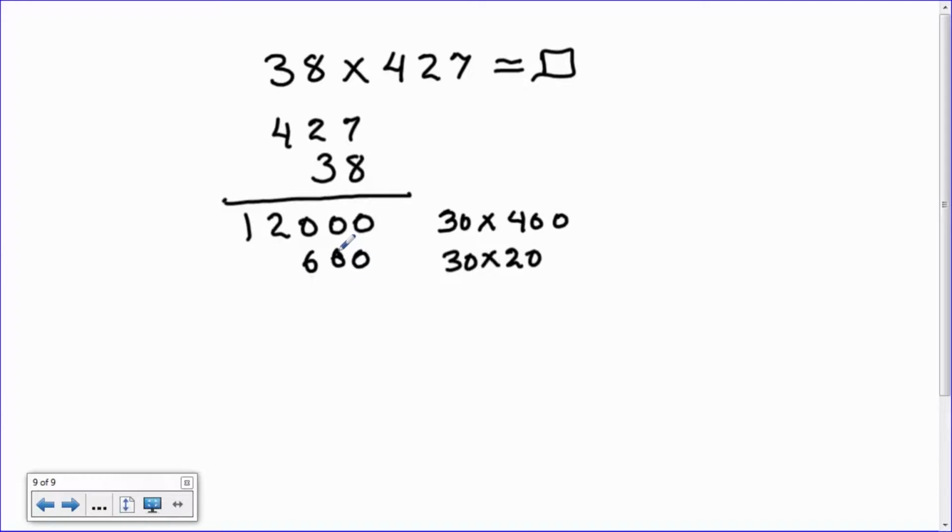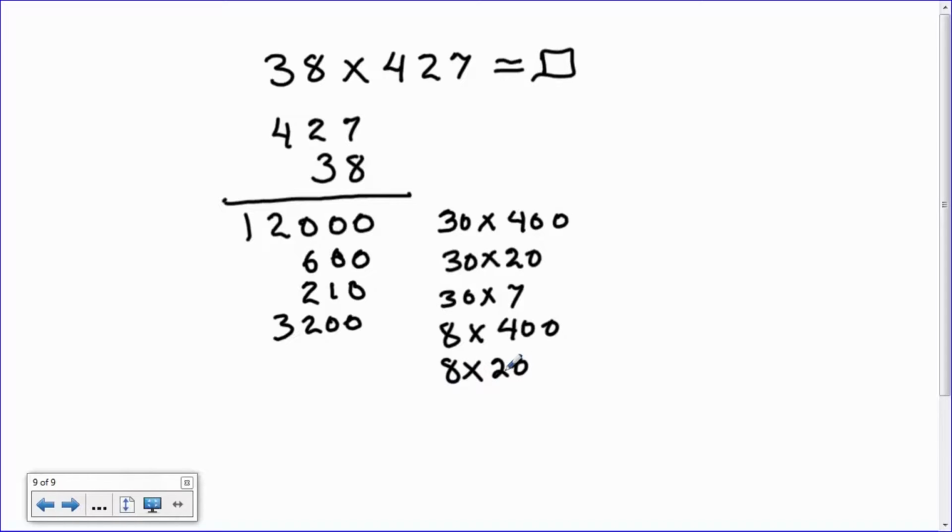Then they're going to do 30 times 7, which is 7 threes, 21, and 1 zero, 210. Then you're going to drop down to the 8. Then they've got 8 times 400, which is how much? Well, it's 8 times 4, which is 32, followed by 2 zeros, so it's 3,200. And then 8 times 20. That's what, 16 and 1 zero, which is 160.